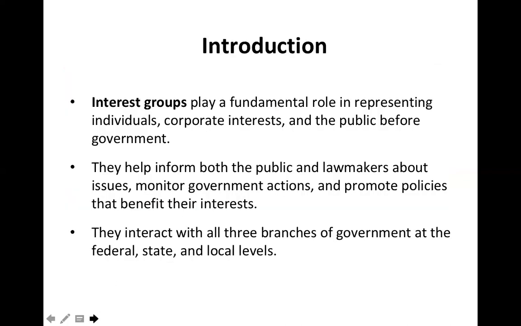These groups play fundamental roles in representing individuals, corporate interests, and the public before government. They are big enough that they can actually represent our opinions at all branches of government: federal, state, and local levels. They have the power to sway things that we as individuals should have the ability to do, but don't always have. They help inform both the public and lawmakers about issues. They monitor government actions and promote policies that benefit their interests. The key thing is they're trying to sway public policy and laws in favor of whatever interest that group supports.